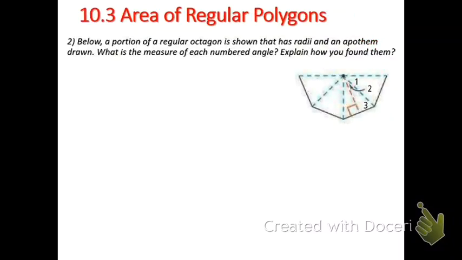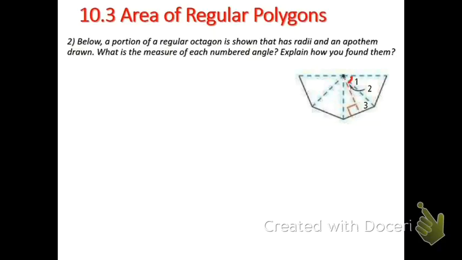So below, a portion of a regular octagon is shown that has radii and an apothem drawn. What is the measure of each numbered angle? Explain how you found these. So in this case, it's an octagon. With an octagon, there are 8 triangles meeting at the center to make up your angle. So in this case, angle 1 is created by the intersection of 8 triangles in the center there.